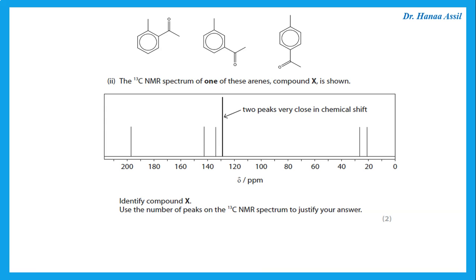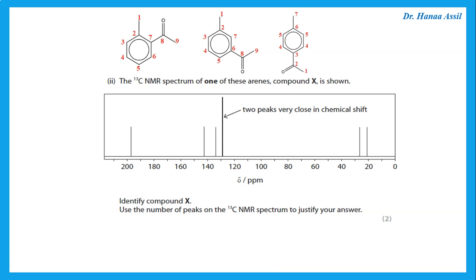Let's start with the one on the left. How many different carbons do we have? Actually, all of them are different, so we have a total of 9. So if it were this structure, we would have 9 peaks. The one in the middle, also all the carbons are different, so we should have 9 peaks.